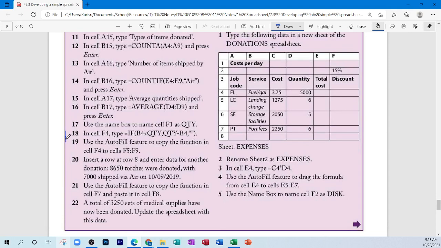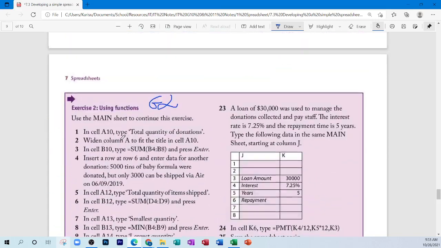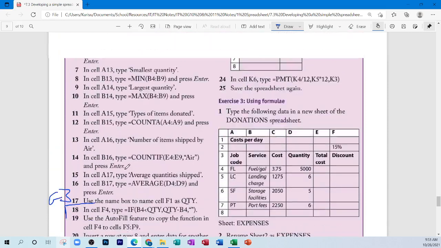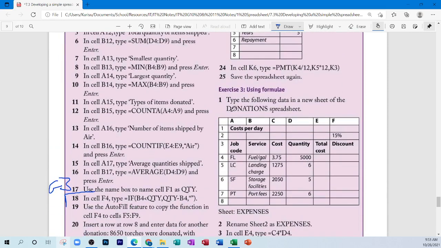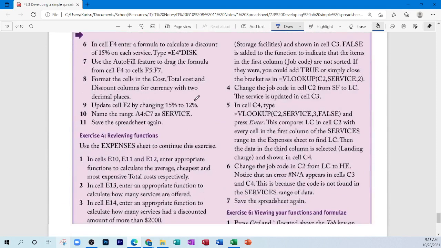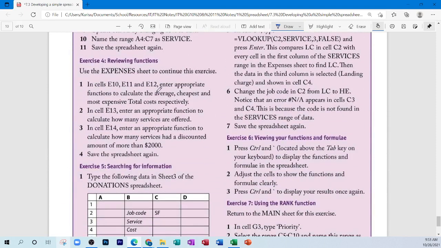So from 18 is where group 3 will start. So I'm giving you the parts that you have to do. So from 18 all the way to 25 is going to be group 3. Group 4 is going to start exercise 3. They're going to do the entire exercise 3. Using expenses, sheet contain review, enter the appropriate functions.